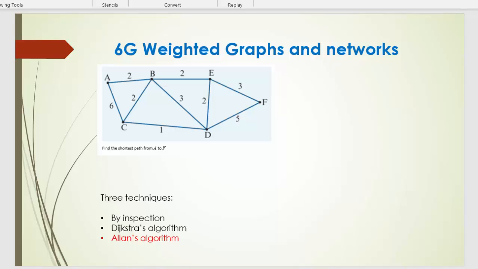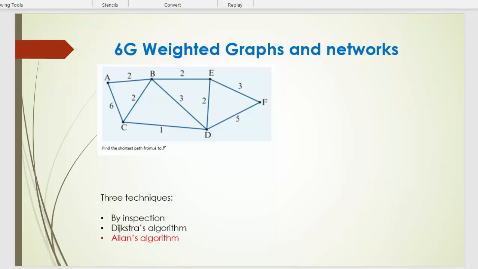Shortest path from A to F. Alright. I'm going to do it here, and then if you would like to try and do it first before I do it, then you can check your answer afterwards. So pause my presentation, and then when you've had a go, have a look and see whether I've done it the same way.